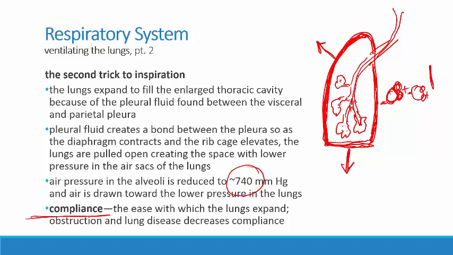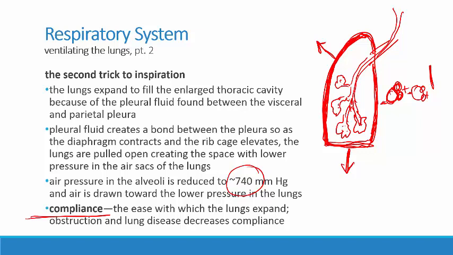And compliance is the ability for the lungs to expand, the ability for them to do that stretching open to create the low pressure areas. So one of the effects of many lung diseases is that we reduce the compliance of lung tissue. We reduce the ability for the lungs to expand and to create those low pressure spaces inside the passageways. Okay, hopefully that made sense.